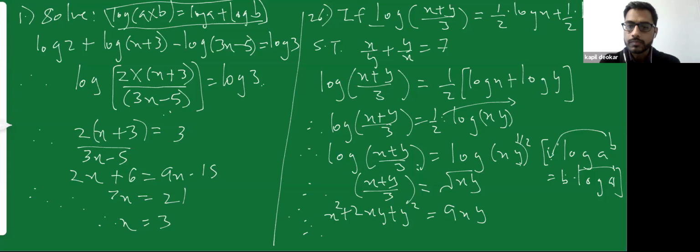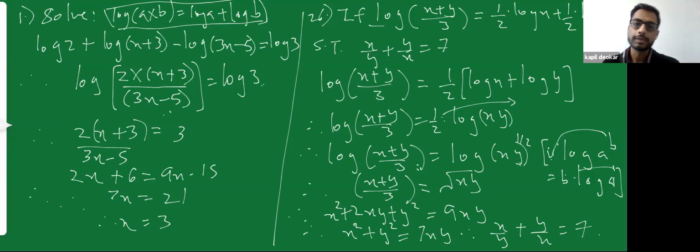Therefore, divide throughout by xy and take 2xy to other side. Taking 2xy to other side, I will get x square plus y square is equal to 9xy minus 2xy, that is 7xy. And now divide by xy throughout. Dividing by xy, I am going to get x by y plus y by x is equal to 7, which I had to prove.